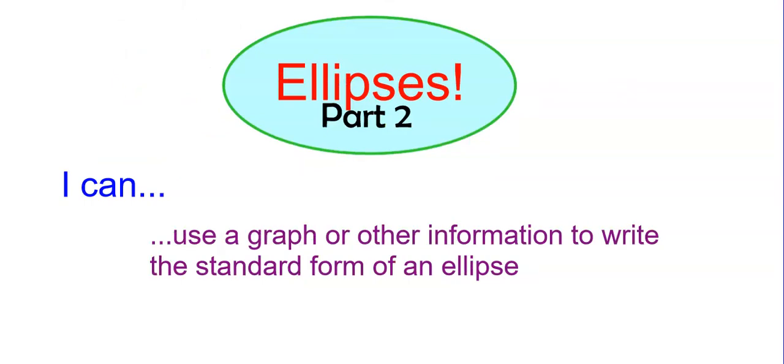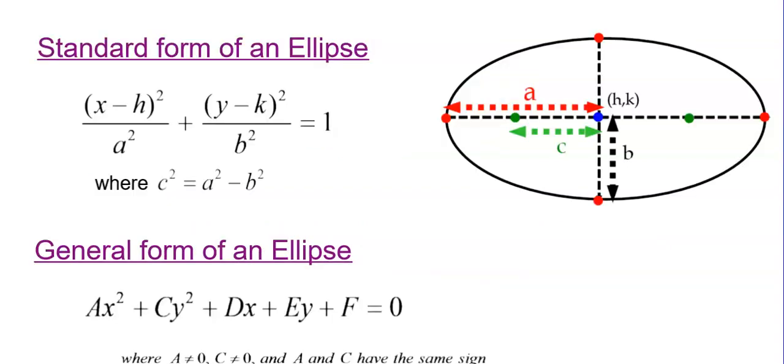In part 2, we are kind of just working backwards. So instead of graphing, we're either using a graph or other information to work backwards and write the equation. So just a little reminder, this is already in your notes. You don't need to write it down again, but this information here will be really helpful.